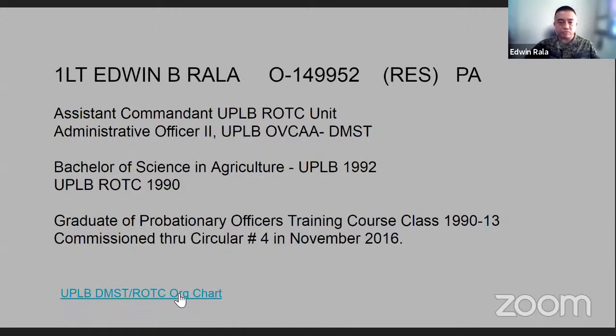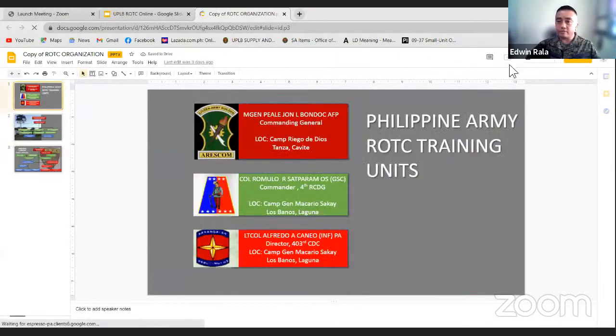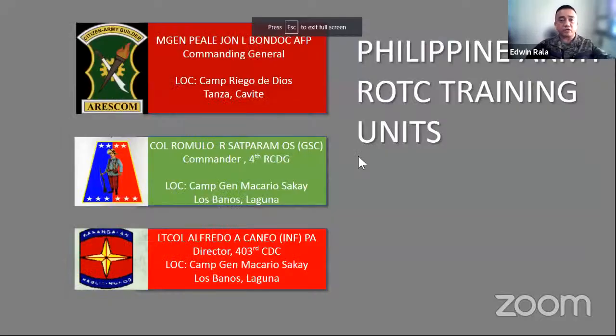Now, to introduce our group, starting with the RCDG. All RCDGs are under the supervision of the Army Reserve Command, then headed by the Commanding General, Major General Phil John L. Bondoc, who retired just last Sunday, so they now have a new OIC. Our ROTC unit is supervised by the 4th RCDG, or Regional Community Defense Group, headed by Colonel Romulo R. Satparam. Directly supervising the unit is the director of the 403rd Community Defense Center, Lieutenant Colonel Alfredo A. Caneo.